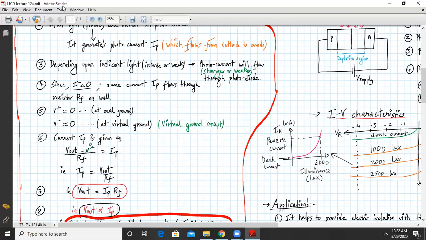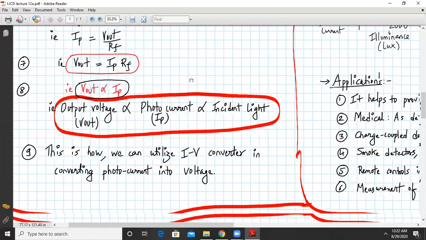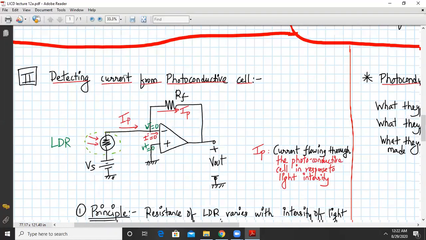So IP will be equal to V out upon RF, and V out will be equal to IP times RF. That means the output voltage is proportional to the current through the photodiode. So in summary, we can say that the output voltage is proportional to the photocurrent, which is proportional to the amount of incident light on the photodiode. So this is how we can exploit the I to V conversion process in converting a photocurrent into a voltage. Okay, so let us move on to the other application.